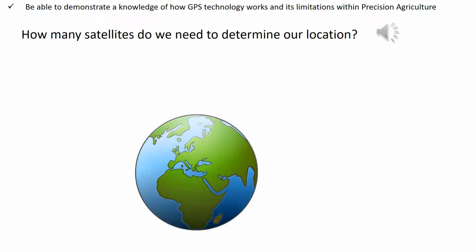Welcome to the second presentation in the Introduction to GPS. We will begin by discussing how many satellites are required to determine our location on Earth. So let's work through that.